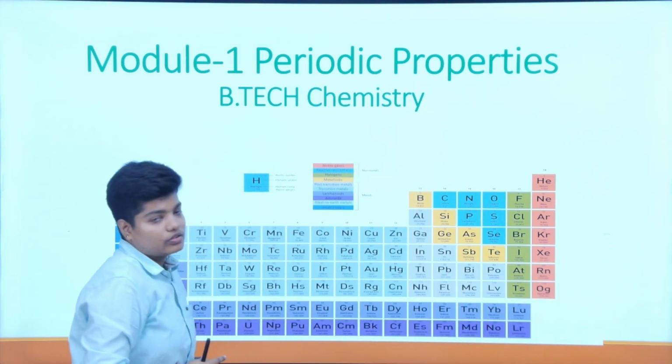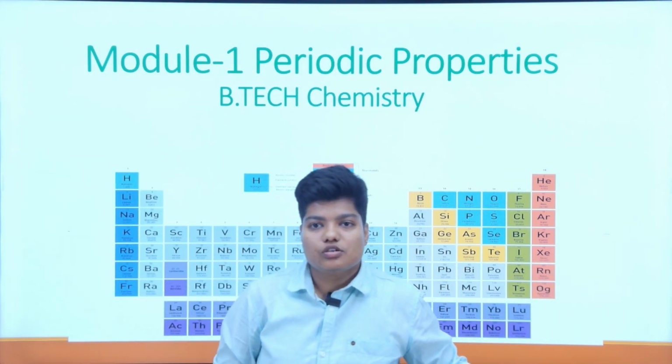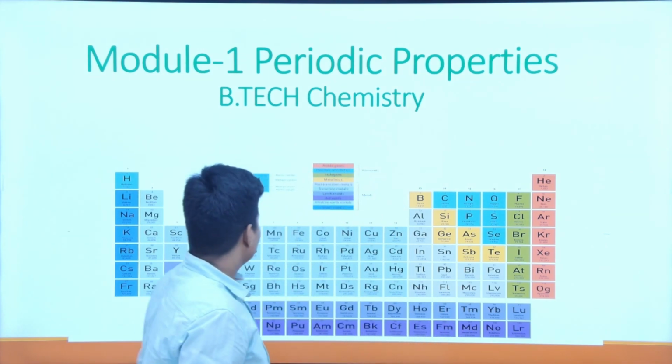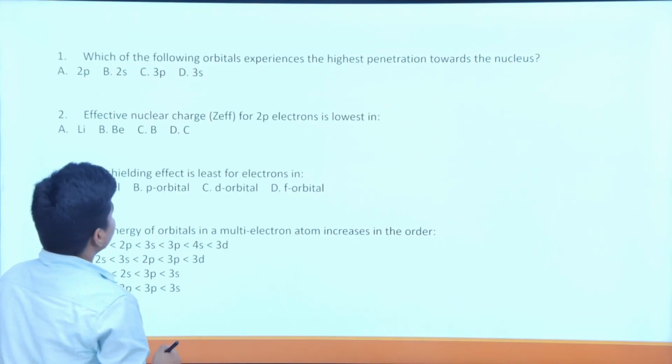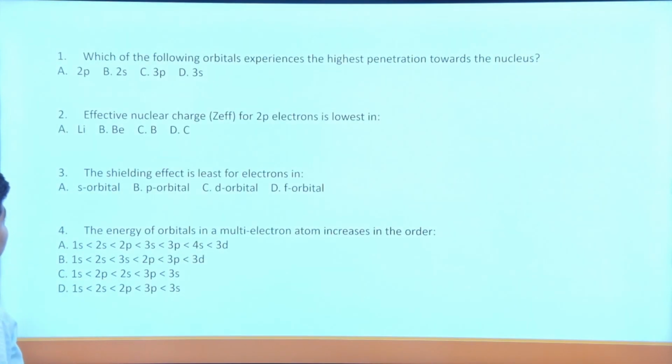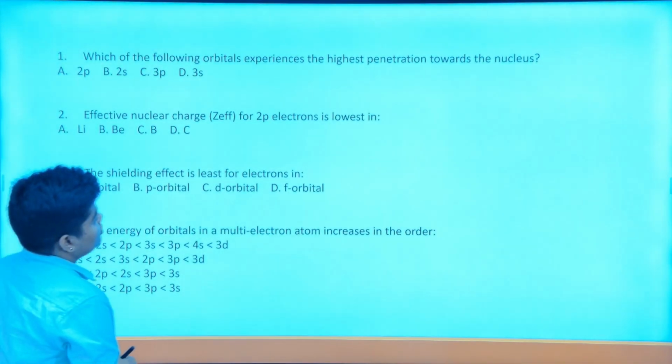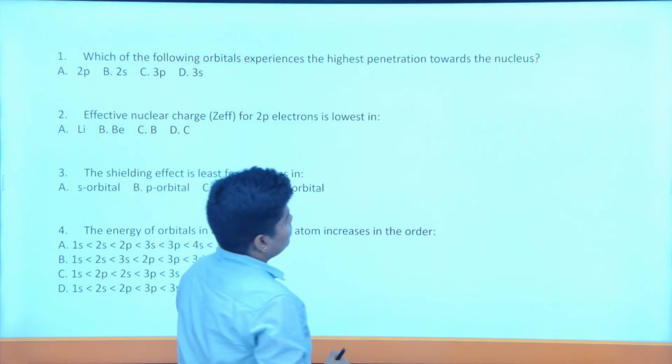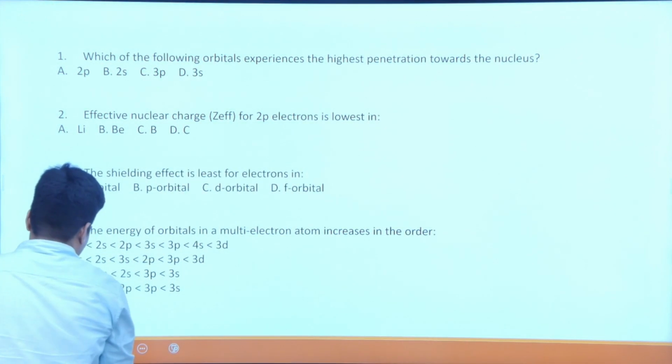The first module is periodic properties. So let's start. First module, periodic properties, and the MCQ type. The first question is, which of the following orbitals experiences the highest penetration towards the nucleus? Okay, first of all, what is penetration?